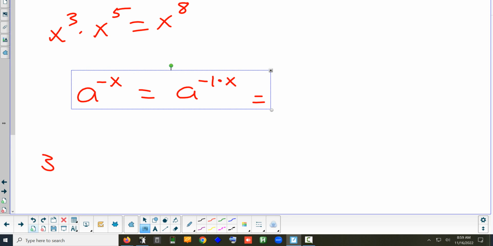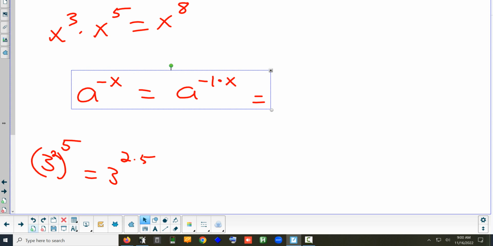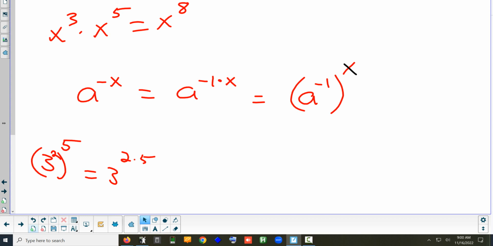Like if you had 3 squared to the 5th, that's 3 to the 10th. You multiply these two together. The only way you could end up with two things multiplied together is if originally it was a power raised to another power. So let's apply that right here. This must have been a to the negative 1 to the x. It's a power to a power. It's the only way you would have multiplied them together.